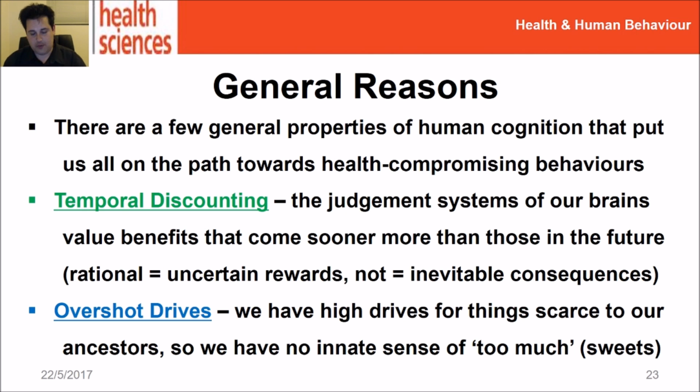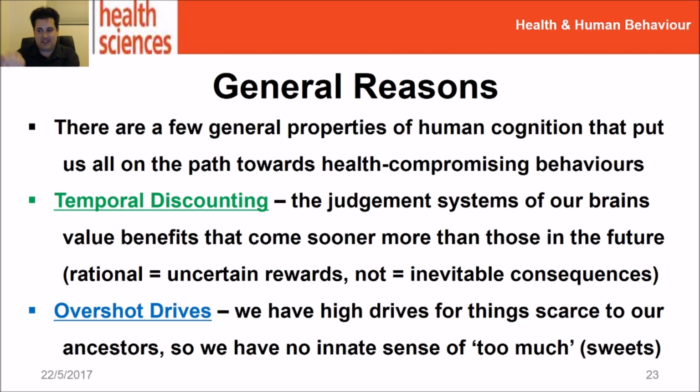And when we come to why we are driven towards doing certain things, we also have overshoot of drives, or drive overshoot as it's sometimes called. A lot of things that were scarce to our ancestors in our evolutionary context, we have no sense of too much on them, therefore we cannot regulate them in modern circumstances where they are abundant.